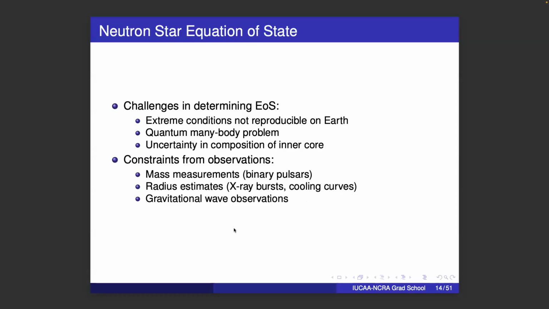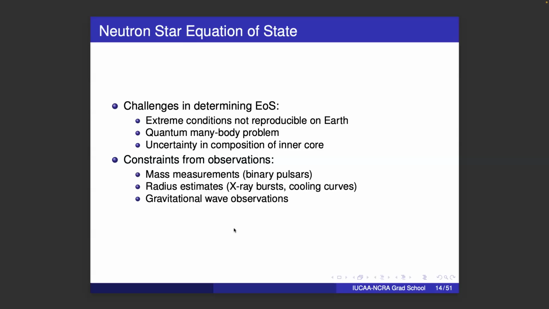Okay, so why is there such a big problem with determining equation of state? So first of all, extreme conditions not reproducible in any lab on Earth. And this is a quantum many-bodied problem. There is uncertainty in the composition of the inner core. Okay? Nevertheless, various kinds of observations have been made which can constrain various parameters for the neutron star.